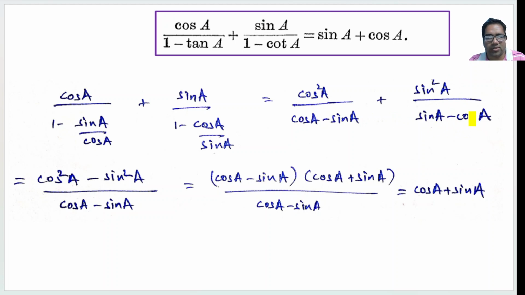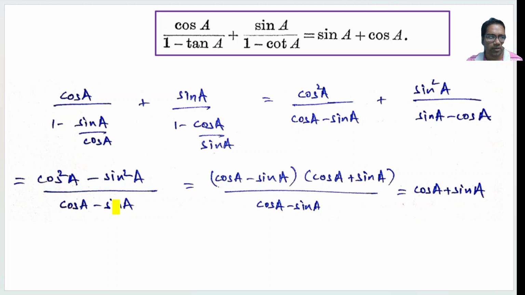If you want to write this as cos A minus sin A, then we will change this to minus. Then both the denominators will become equal. Then we can directly do cos square A minus sin square A. So that's what we are doing: cos square A minus sin square A by cos A minus sin A, because this has changed to minus, this also becomes cos A minus sin A. What is this? Cos square A minus sin square A. This is A square minus B square, which is A minus B into A plus B.